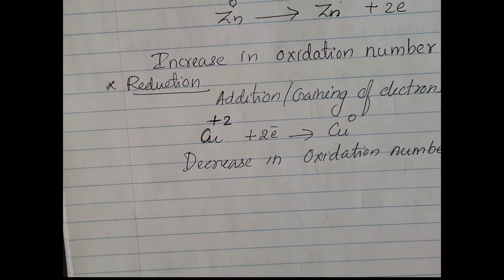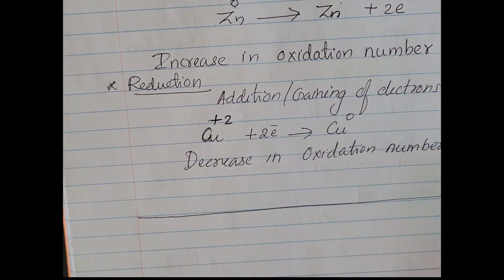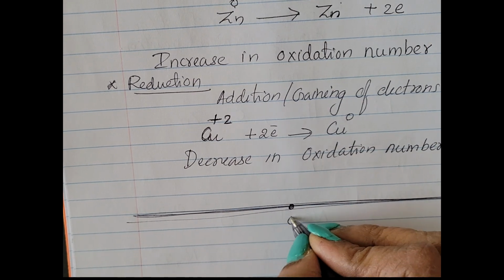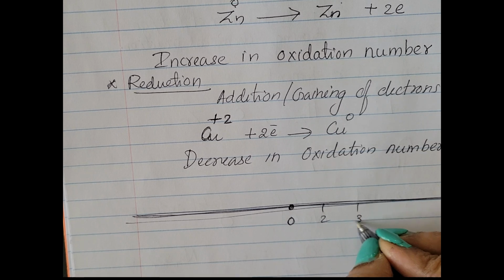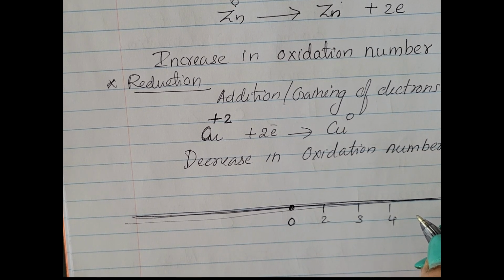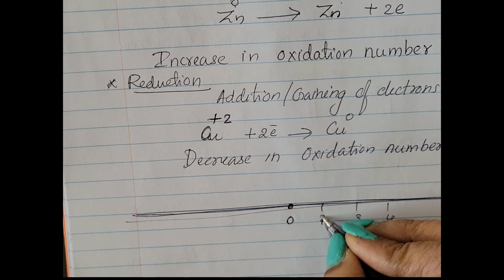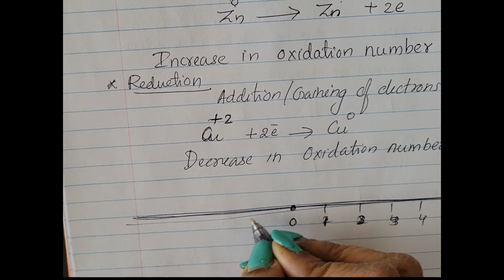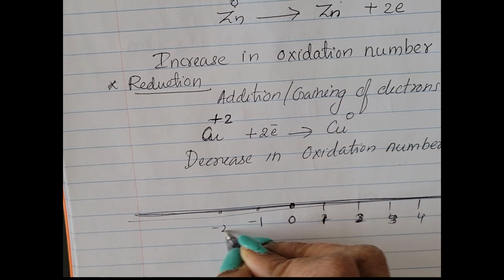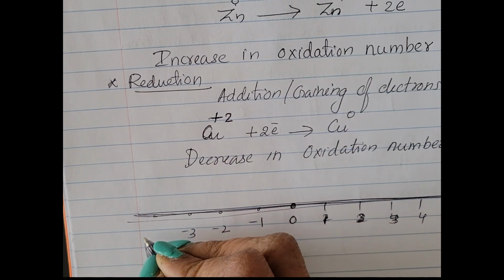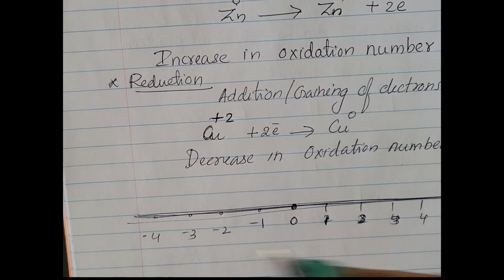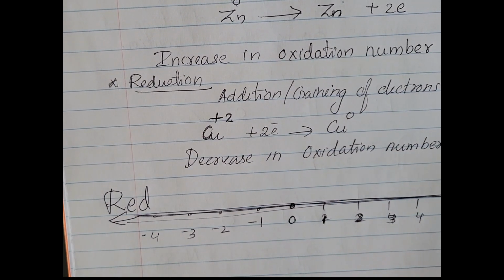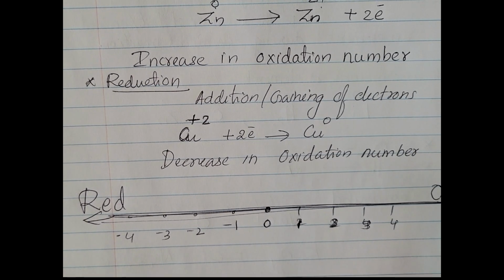Okay, if you are a visual person, if you want to draw a number line, put 0 in the middle, 1, 2, 3, 4, and here it is what? -1, -2, -3, -4, and it is a line, it is continuing, okay? And write redox.